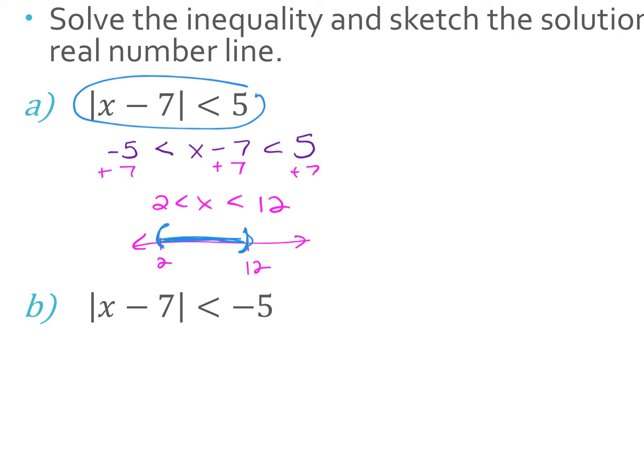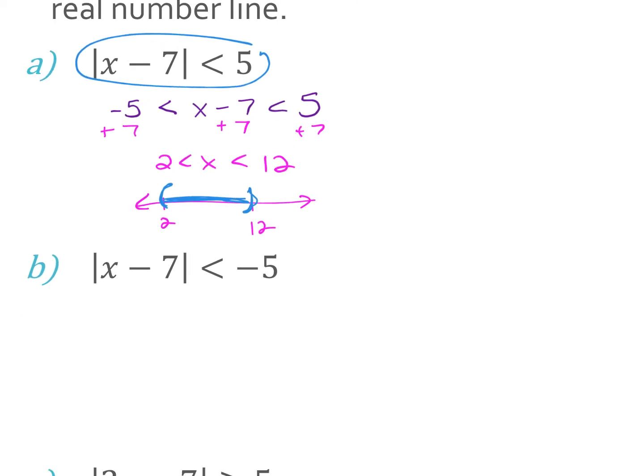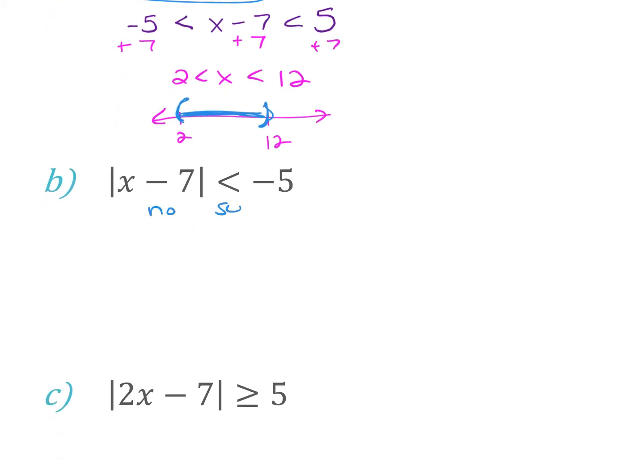So same thing for B, right? Except that says less than negative 5. Is it possible for an absolute value to be less than negative 5? No. So this is a no solution. If you don't catch it, you'll go to solve this and you'll go to shade it and it won't work.